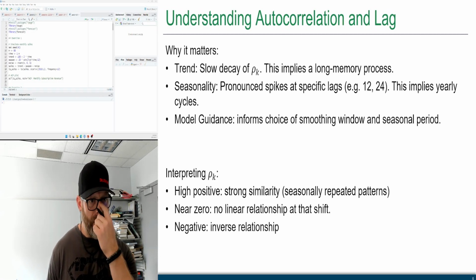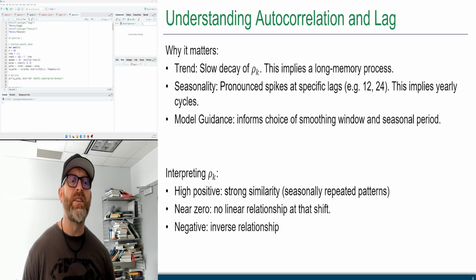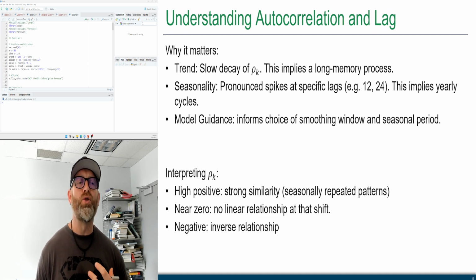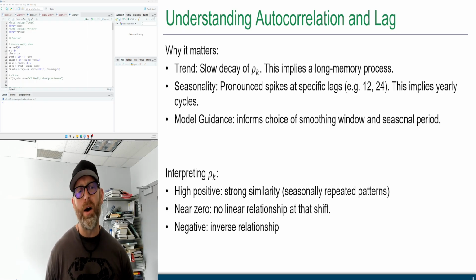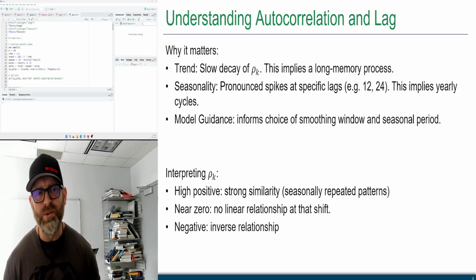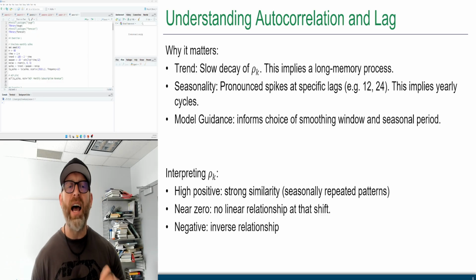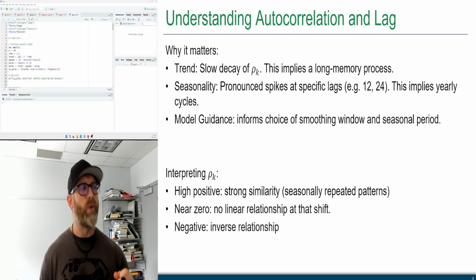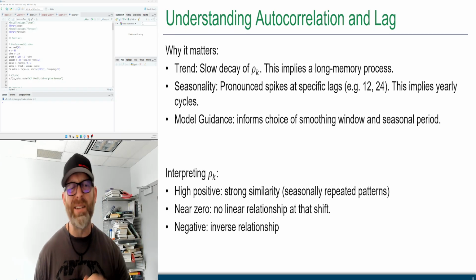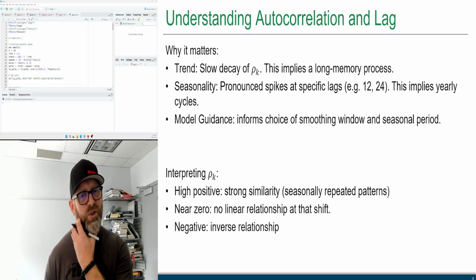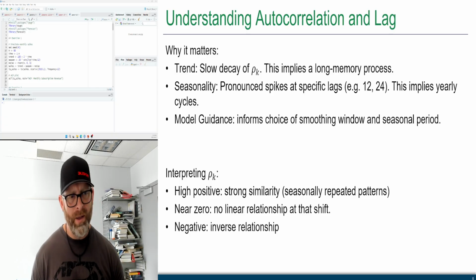And what else is this ACF going to do? It's going to help inform our choice of smoothing window and seasonal period. So this is going to also help us when we are looking to smooth out the data. Well, we'll get to that when we get to that. What period of smoother we're going to be dealing with, and we'll show you examples of why this is important.